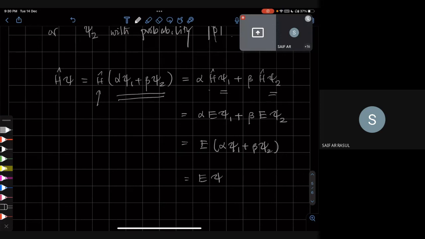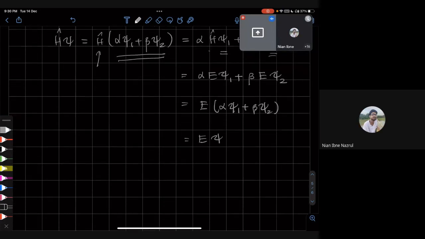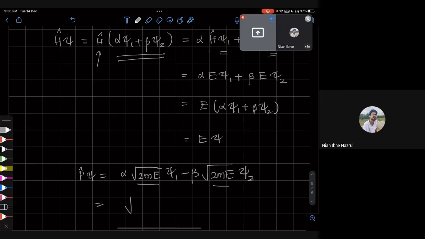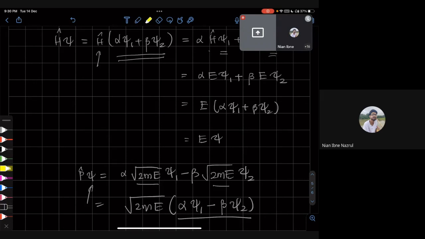The fact that it's not a momentum eigenstate is verified by applying P on psi. You get alpha square root of 2mE psi1 minus beta square root of 2mE psi2. If you factor out the square root of 2mE, inside the bracket you get alpha psi1 minus beta psi2, which is no longer the state psi. So this state is an eigenstate of the Hamiltonian operator, but it is not an eigenstate of the momentum operator.